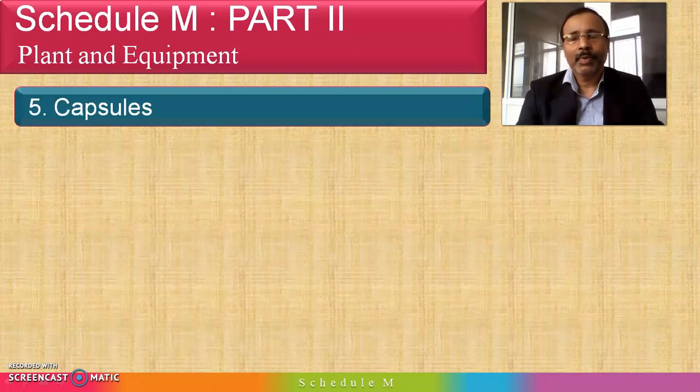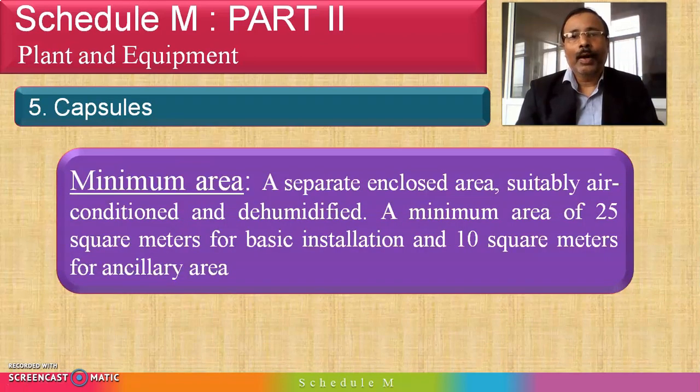Now the next dosage form is capsule. Capsule requires specific area and specific conditions. So a separate enclosed area, suitably air conditioned, where the temperature is maintained, humidity is maintained, and dehumidified. There should be no humidity. I already told you, if there is humidity, definitely there will be a problem regarding capsule filling. So a separate enclosed area, suitably air conditioned and dehumidified.